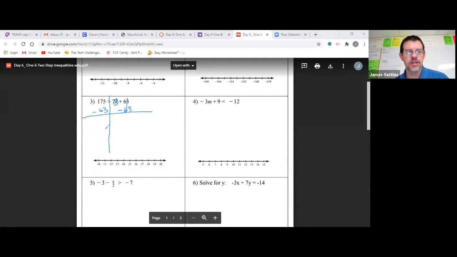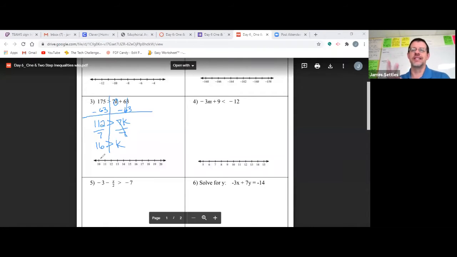And so those will cancel. And 175 minus 63 would be 112 is greater than 7K. All right, and then anytime we've got a number right next to a letter, we're dividing by it. So we're dividing by 7. So those cancel. And 112 divided by 7 would be 16 is greater than K.